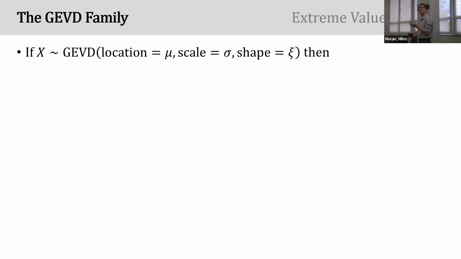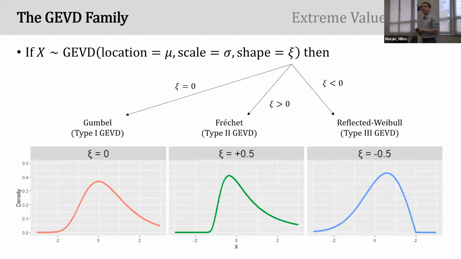a 3-parameter family, location scale family, but its qualitative behavior depends most importantly on the shape parameter, where if the shape parameter is positive, negative, or equal to 0, it's going to take on one of these 3 other distributions. So very commonly, we see the first extreme value theorem said in a different way, not in terms of the GEVD family, but in terms of just these 3 families here.